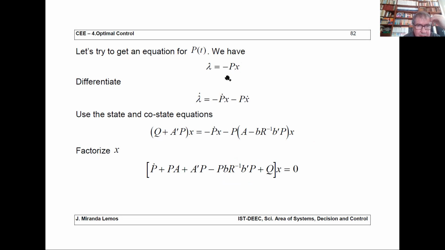But if P is constant, then this is 0. And lambda dot is nothing more than minus Px dot. So this term here disappears. That's what happens when you have an infinite horizon problem. P dot is 0. It's a constant. Now, I have one expression for lambda dot that involves x, one expression for x dot that involves x. So I put everything in the form of a big polynomial in P times x equal to 0. So for this to be true, this term between square brackets must be 0. Now, at this moment you are lost.